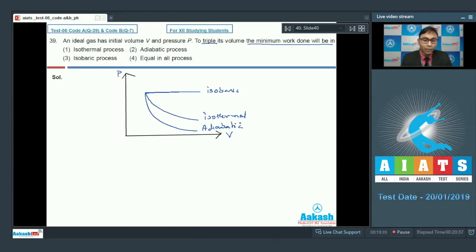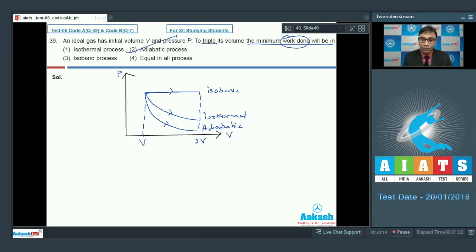So this is the graph of isothermal, adiabatic and isobaric when the volume increases from V to 3V for the expansion, right? And we have to calculate the work done. So work done is what? Work done is the area under the graph. As you can see, the isobaric will have the maximum area, then isothermal, but the adiabatic will have the least area. So we can say that our work done will be minimum in the adiabatic process. So option number 2 will be our correct choice.